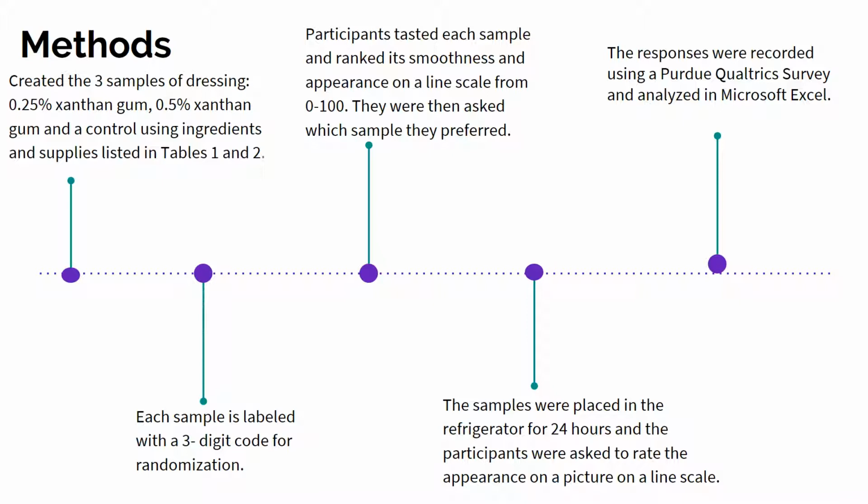The samples were placed in a refrigerator for 24 hours and a picture was taken. The participants were shown the photo and asked to rate the appearance on a line scale from 0 to 100, with 0 being unappealing and 100 being very appealing. Each of the responses was recorded using a Purdue Qualtrics survey. The data was collected, downloaded, and analyzed using Microsoft Excel.